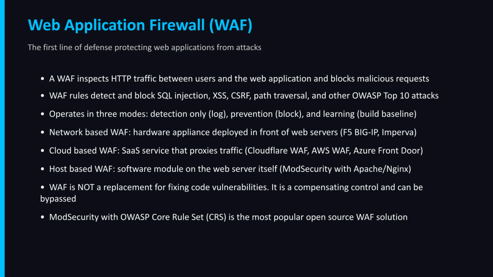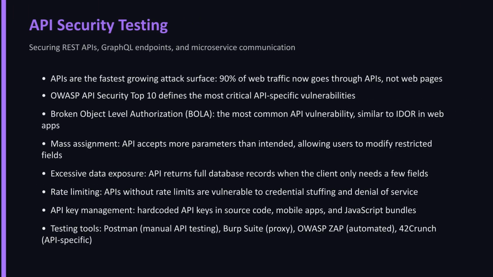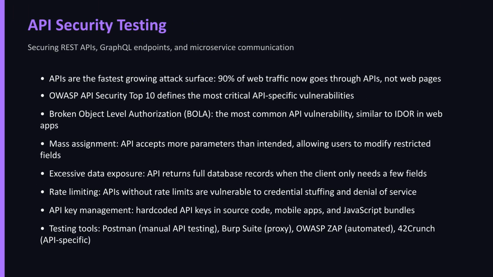Finally, a web application firewall, or WAF, acts as a primary defense, filtering traffic to block common web attacks. While it is a valuable layer of security, remember it is not a replacement for fixing vulnerabilities in your actual code. APIs are now the fastest-growing attack surface, with most modern web traffic moving through them.